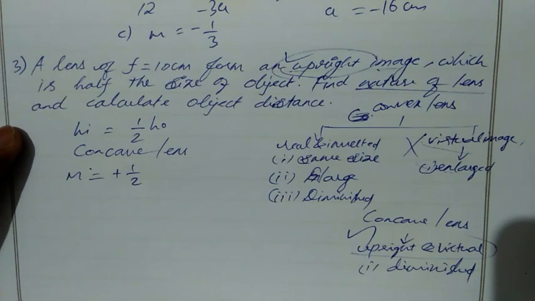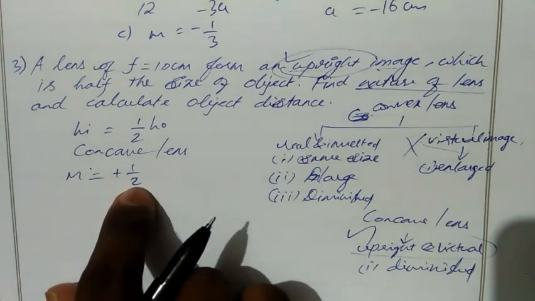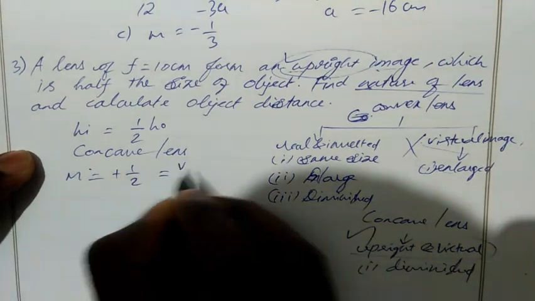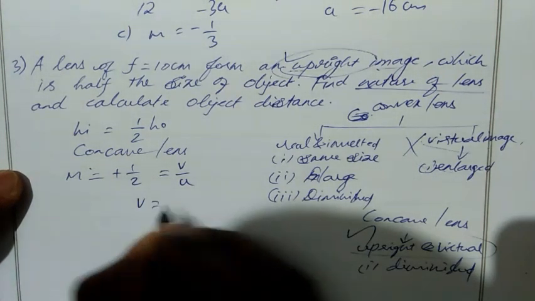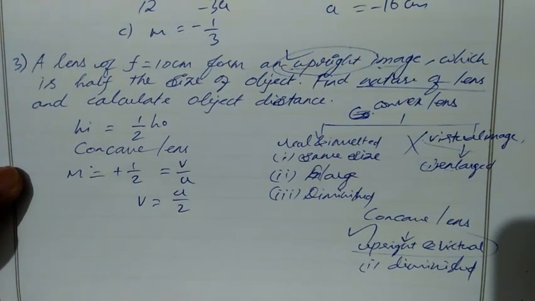Kindly check with the concave lens ray diagrams. In those ray diagrams, we can see both image as well as object are above the principal axis. So both have the same sign. Then we have magnification as positive. Magnification is only half, so image is half the size of object. So m equal to plus 1 by 2. Then we can say m equal to v by u. Correct? Then from this formula we can take v equal to u by 2.